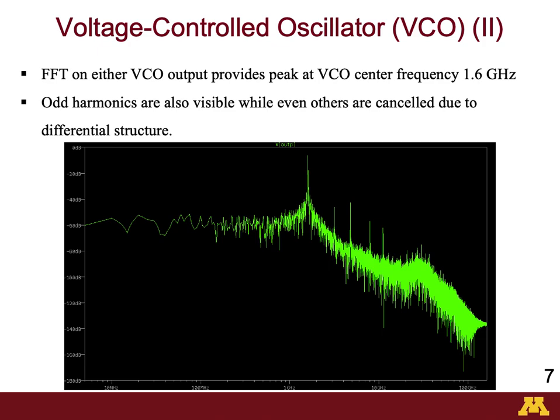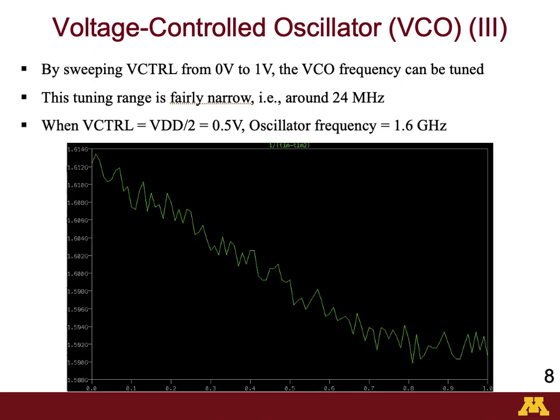Another interesting thing that we can see from the figure is that this 1.6 gigahertz peak does not have any even harmonics following it. It only has the odd harmonics. This is expected because all the even harmonics get cancelled by the differential structure, and we can only see the peaking at the desired frequency and much lower peaking at the odd harmonics here. So let's now go to the next slide.